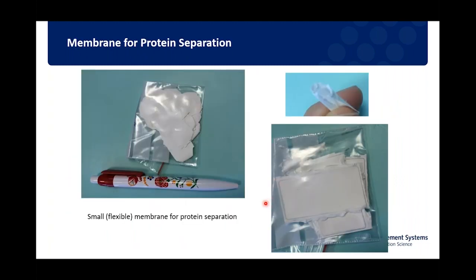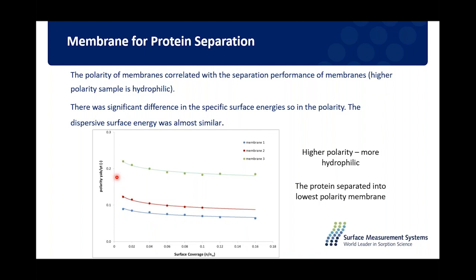Just showing another example, this is looking at a small flexible membrane for protein separation, and we can look at both the dispersive and acid-base contribution. So again, this is the polarity, which is the acid-base contribution divided by the total. And you can see for three different membranes, membrane 1, membrane 2, and membrane 3, a very significant increase in the surface polarity as we change the surface chemistry of the material.